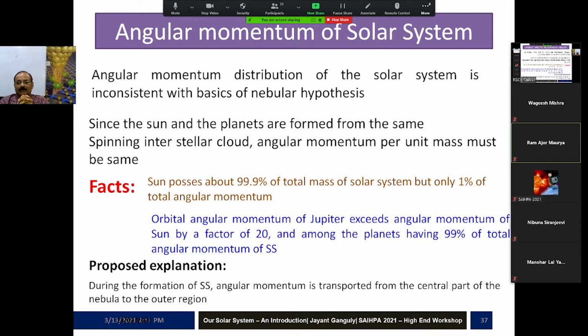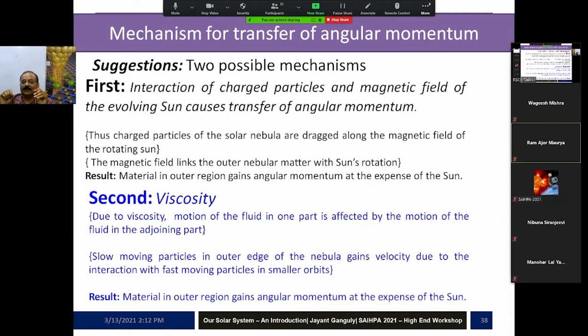One of the proposed explanations is that the angular momentum is transported from the central part of the nebula to the outer portion. So what are the mechanisms for this transport? The suggestion is that it is transported by the magnetic field: the charged particles and magnetic field cause a transfer of angular momentum. As the magnetic field moves around the charged particles, it drags the material, and it moves out. So that was one of the suggestions.